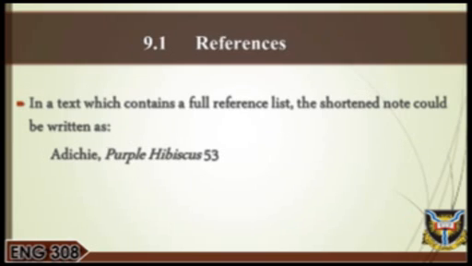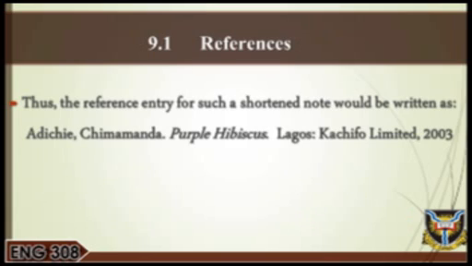1. Chimamanda Adichie, Purple Hibiscus, Lagos: Kachifo Limited, 2003, 53. In a text which contains a full reference list, the shortened note could be written as 1. Adichie, Purple Hibiscus, 53. Thus, the reference entry for such a shortened note will be written as Adichie Chimamanda, Purple Hibiscus, Lagos: Kachifo Limited, 2003.